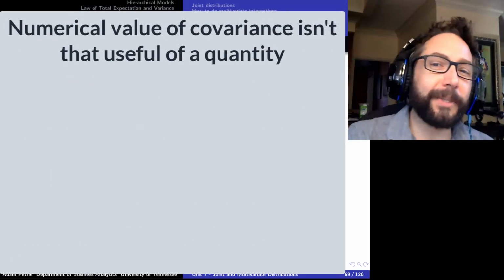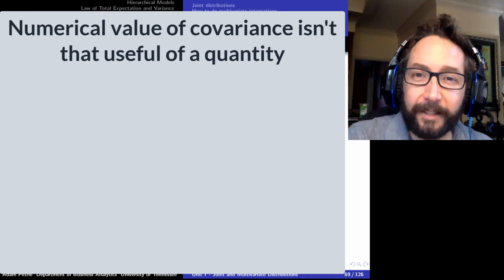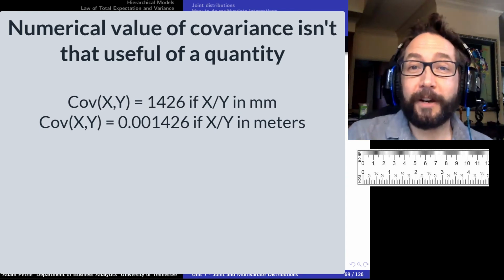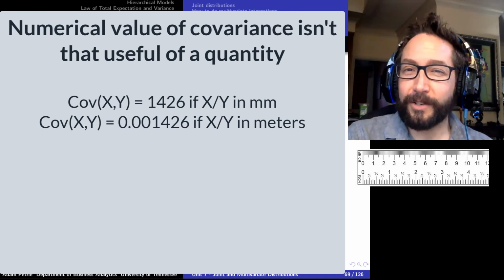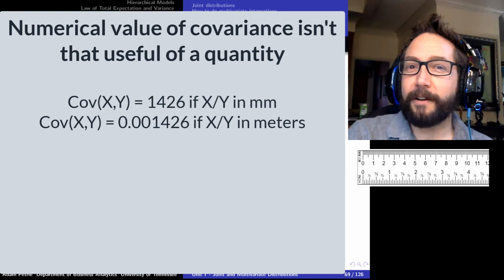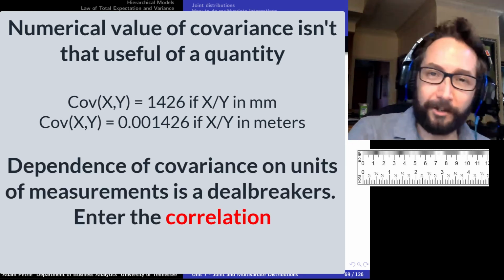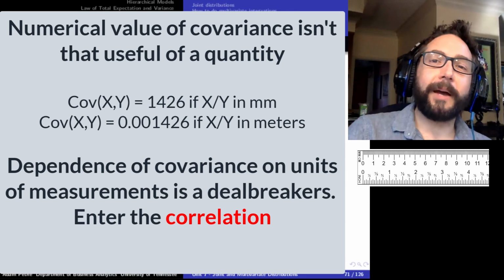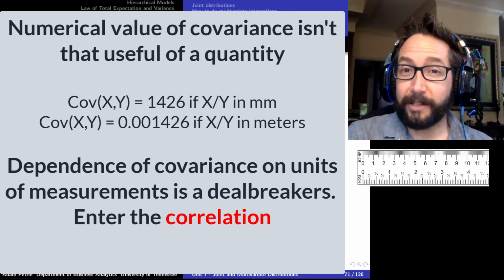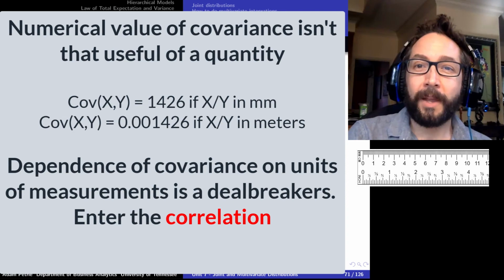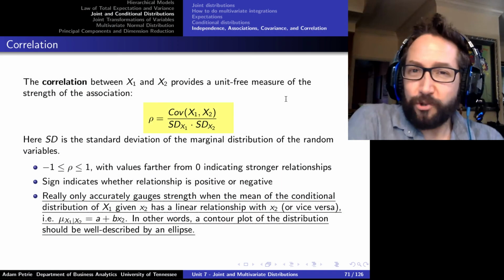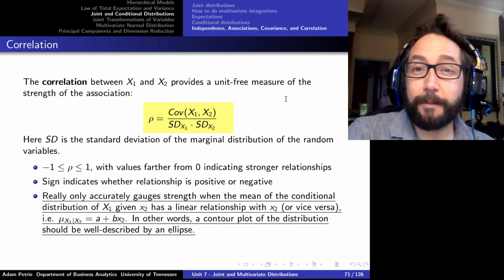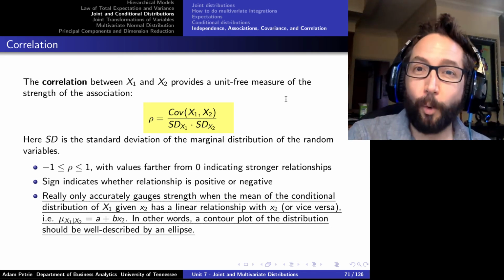Now, one big problem with the covariance is that its value depends on the units in which you've measured your random quantities. The covariance, if you measured your lengths in millimeters, is going to be a lot bigger than the covariance of the lengths if you measured them in meters. So, to compensate for that weakness, what we typically talk about when discussing how strongly associated two random variables are is the correlation, which is really just the covariance divided by the product of the standard deviations of the marginal distributions of each of those random quantities.